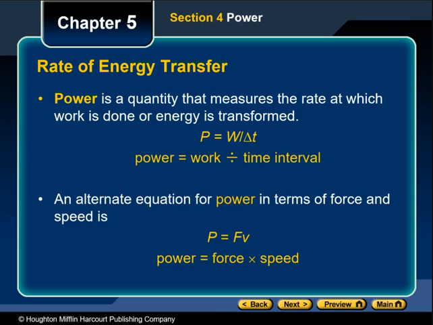The SI unit of power is the watt, represented as capital W, which is defined to be 1 joule per second. The horsepower, represented as HP, is another unit of power that is sometimes used. 1 horsepower is equal to 746 watts.